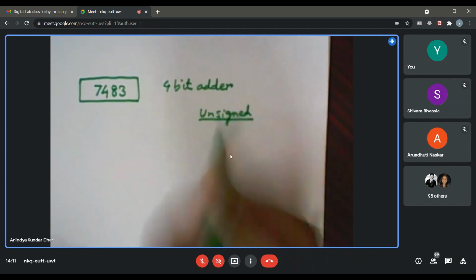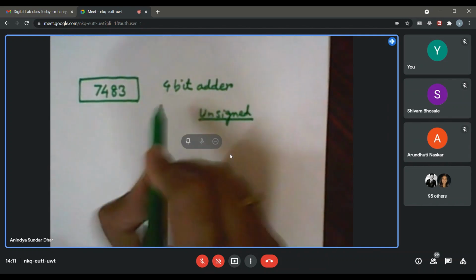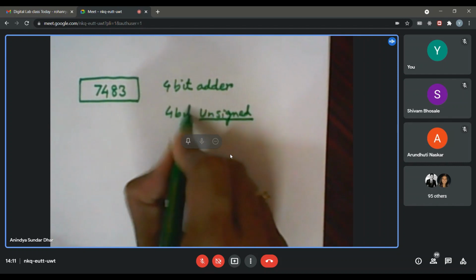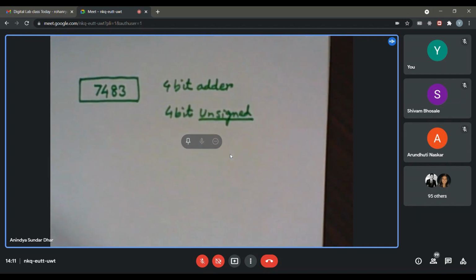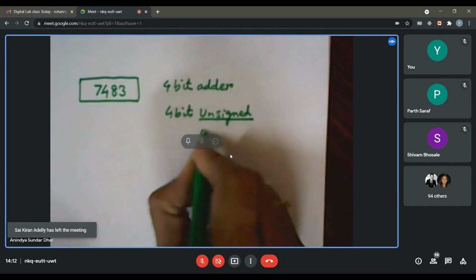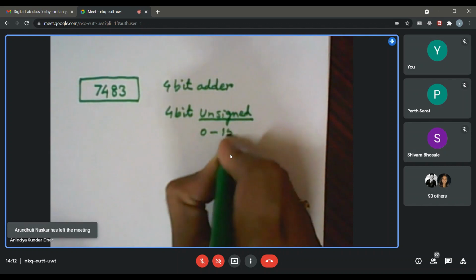So right now I'm talking about unsigned 4-bit binary number. If I talk about 4-bit unsigned binary, what should be its range? What is the minimum and maximum value? So anybody can turn on the microphone and say. 0 to 15. Okay, so it is so simple. It can have any value from 0 to 15.